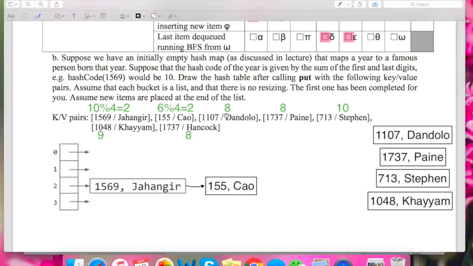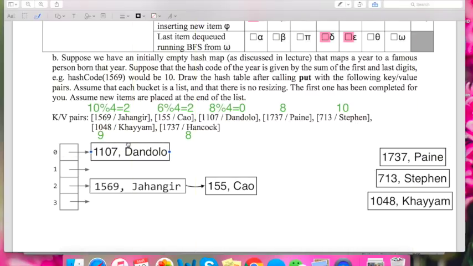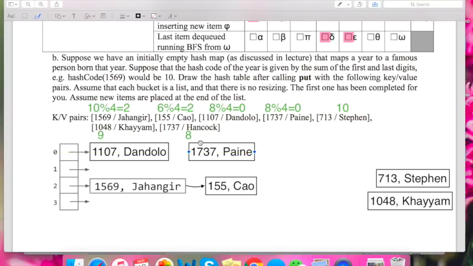Alright, so now we're going to do this next one. We have this 1107, so its hash code is 1 plus 7 is 8. We want to find out how it fits in the array, so we mod by 4. That is equal to 0. So we can put this Dandolo item right at index 0. Next we have this value 1737. 1 plus 7 is 8. We mod it by 4 to find out where we can put it in the array. This is 0, so we can drag this item right here and then draw this arrow to indicate that they're connected. Okay, there we go.